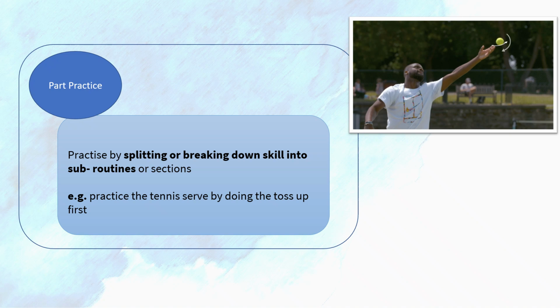So if we think about this example, which is practicing the tennis serve by doing the ball toss first, then we're looking at the fact that the tennis serve is broken down into lots of different subroutines, sections or parts. So I'll say again, practicing splitting or breaking down the skill into subroutines. Another good example would be looking at freestyle or front crawl within swimming and just practicing either the arm pulls or the leg kicks. Okay, so when you take a skill and break it down and just practice those small subroutines, that's part practice.